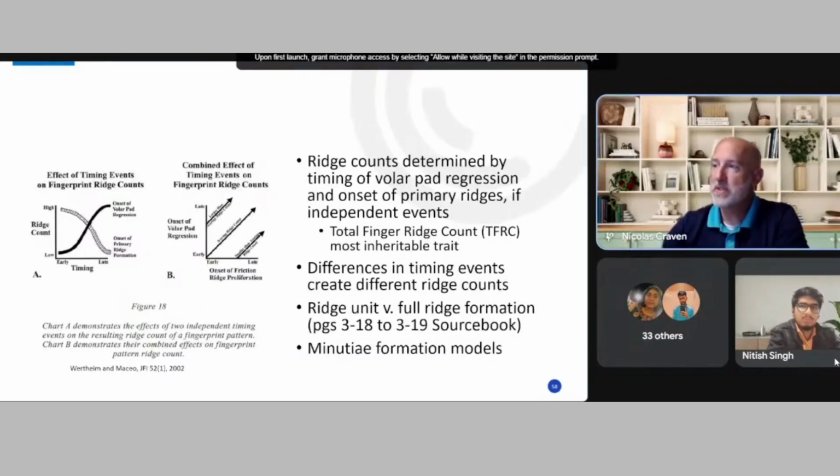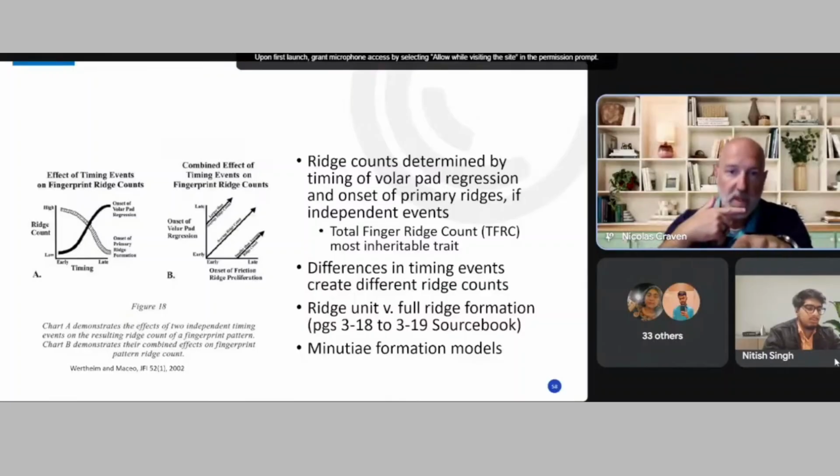Just quickly, I'll mention this too, because this is more for people that maybe do a little bit more of the comparison or have a little bit more experience with fingerprints. There's a little bit of debate on whether or not ridges form in pieces called friction ridge units, or if ridges themselves form as a unit, before an individual ridge unit.